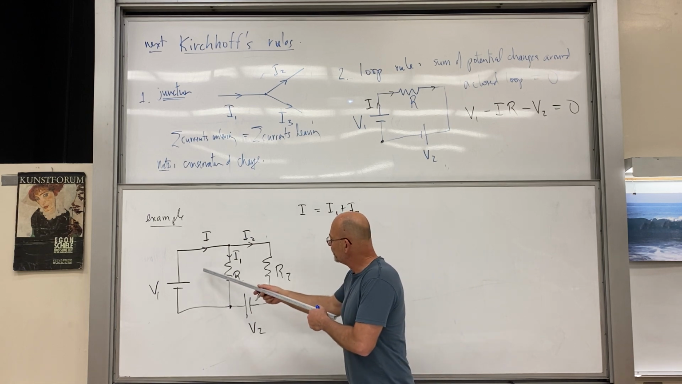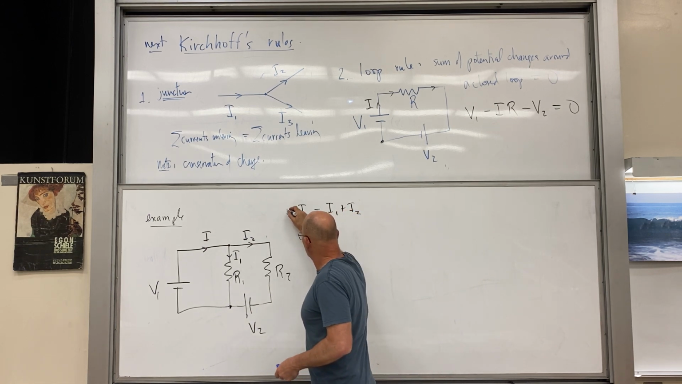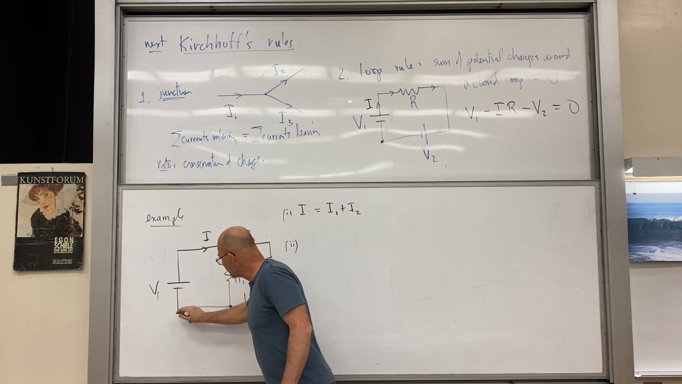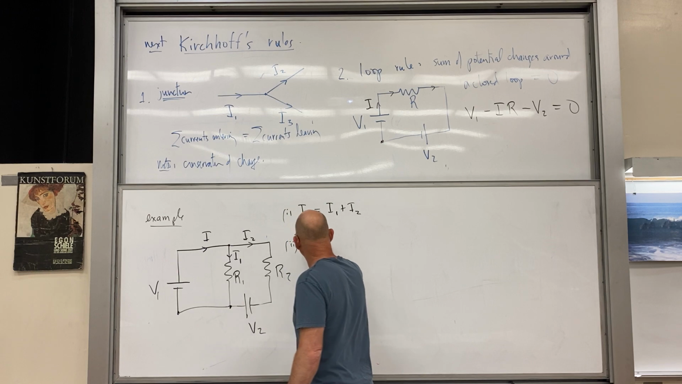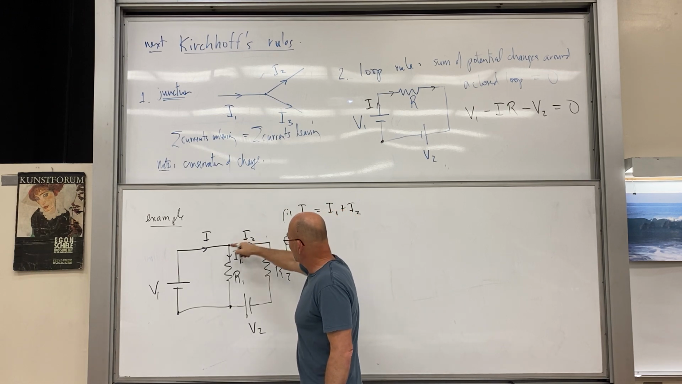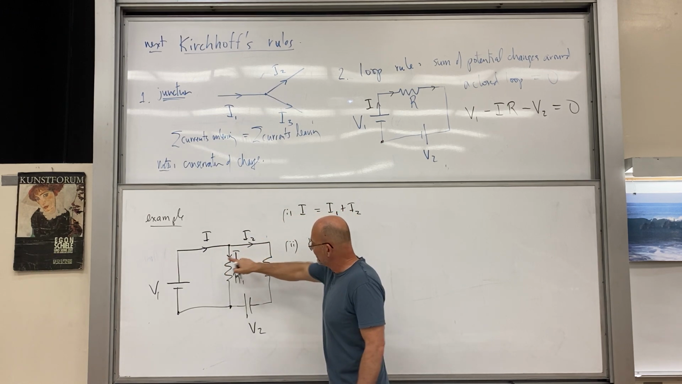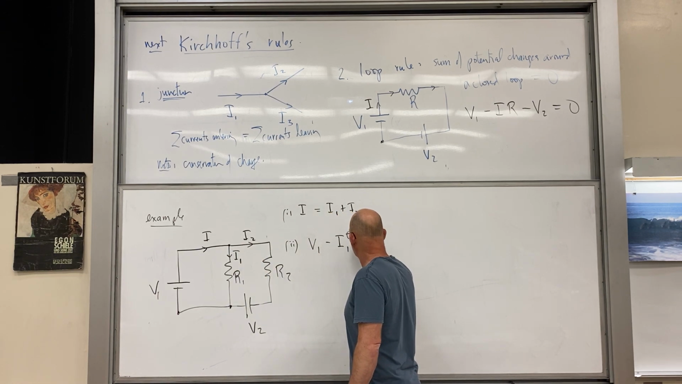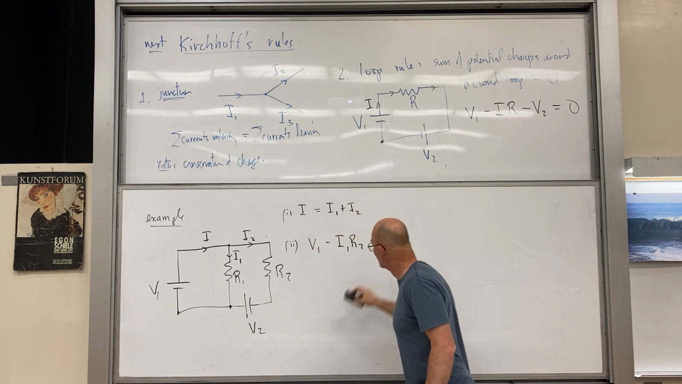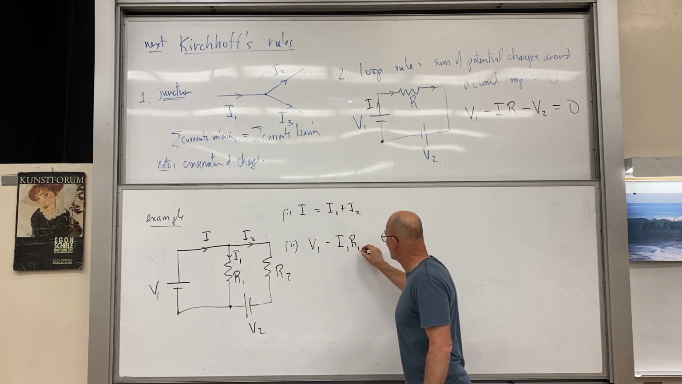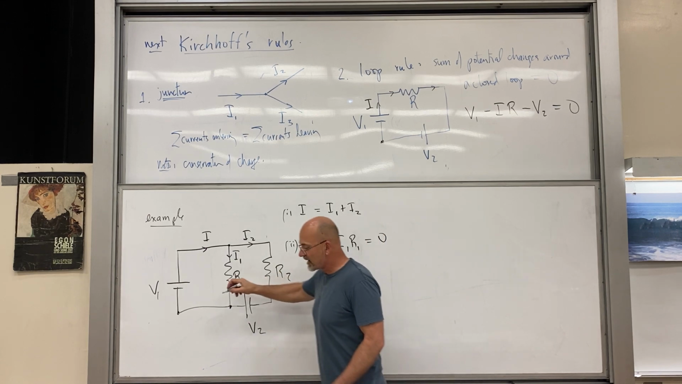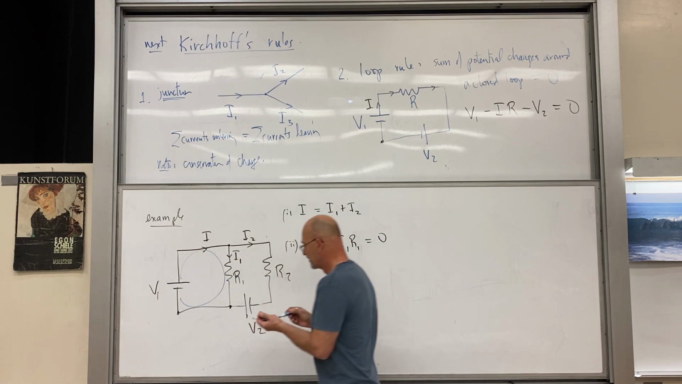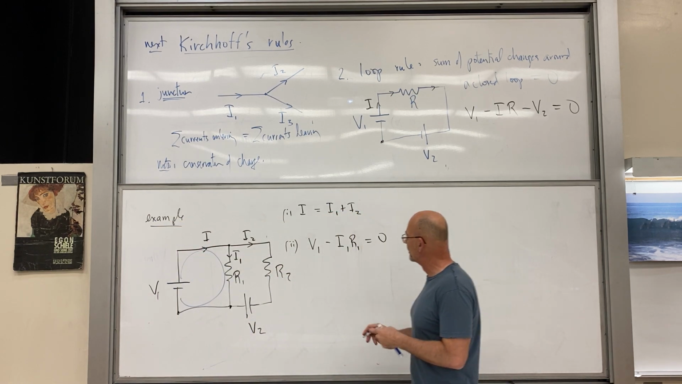Then we have two loops here. So the leftmost loop, we'll start here, V1, and then minus, we don't know anything about I here, but we have minus I1 R1 equals 0. Okay, so that was this loop right here. And now we'll do the outside loop.